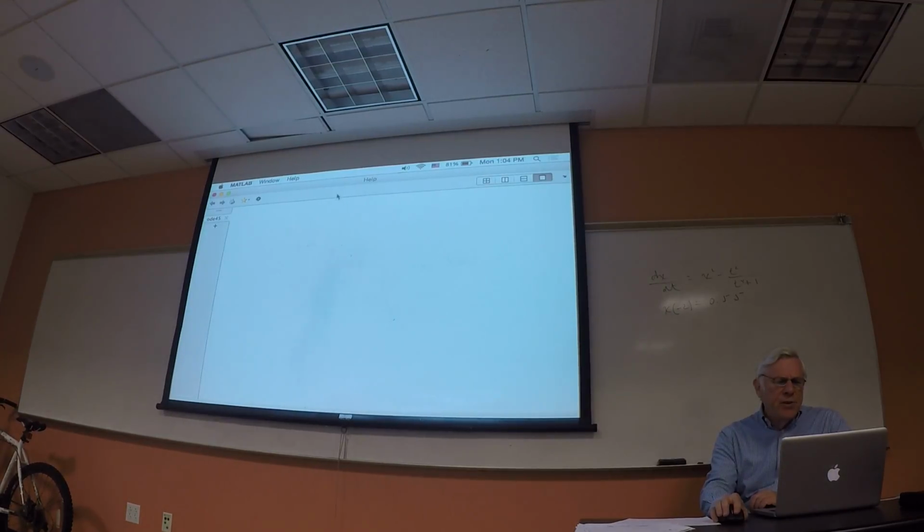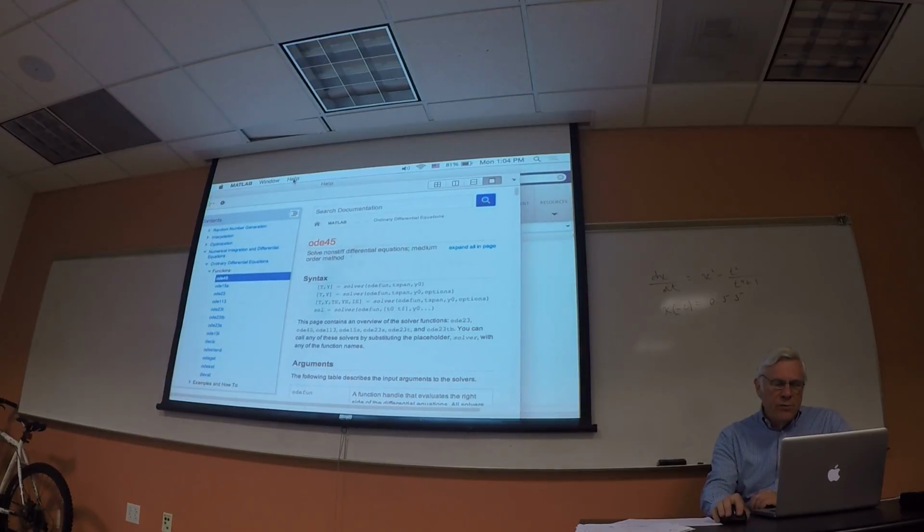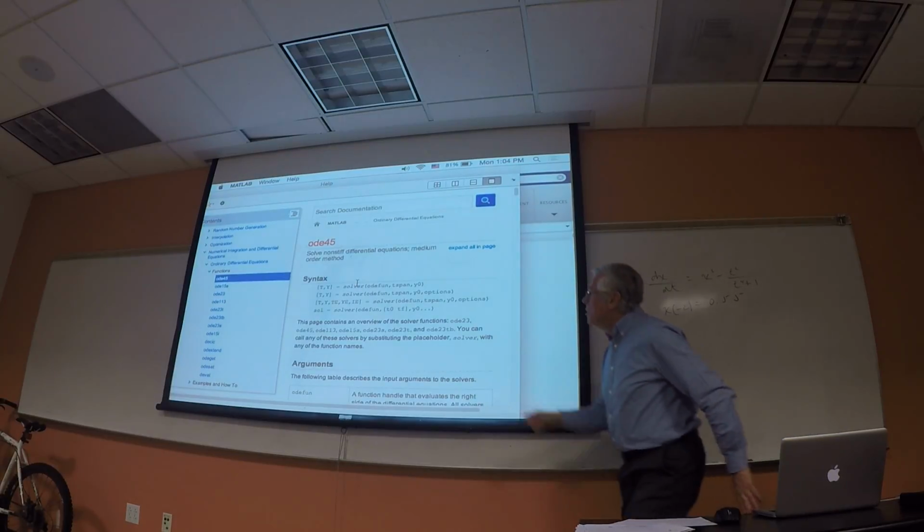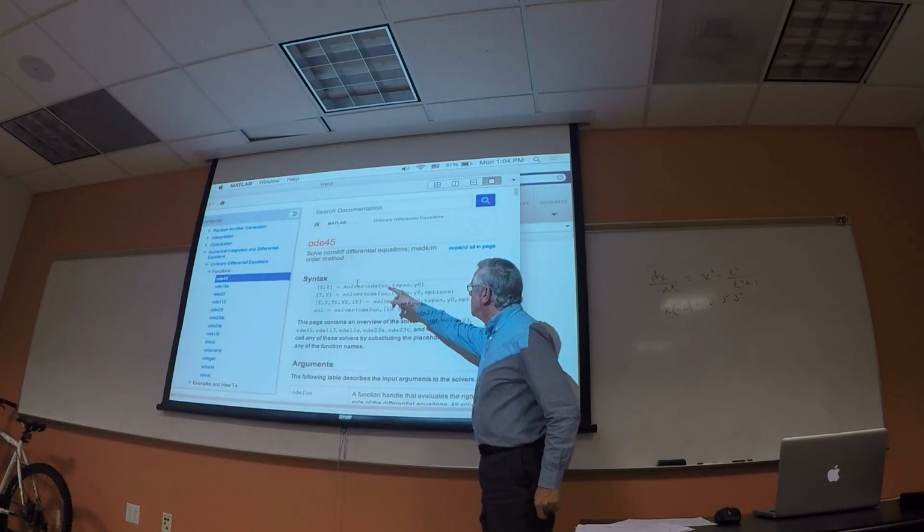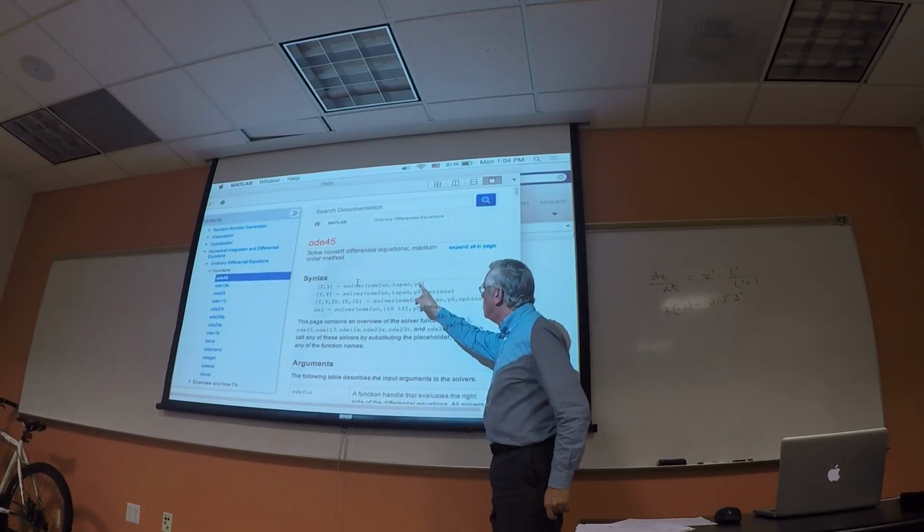And again, this is very sophisticated. There are a gazillion options here, which you don't have time to go into. And we're going to use the simplest form. Okay, look at that first line over there. See where it says [t,y] equals solver, sorry for the small print, of ODE function, t span, y0.